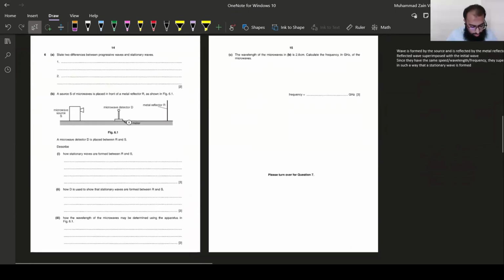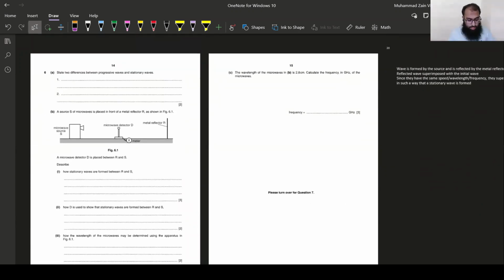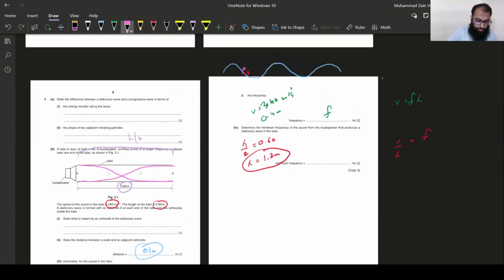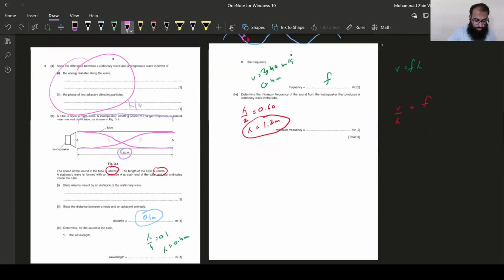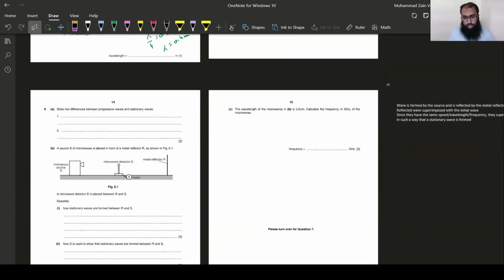Okay, so the next question is: state two differences between a progressive wave and a stationary wave. These two differences are exactly the same differences which they've asked me above. So the thing is that when it comes to stationary waves, they don't transfer any energy. There is no energy transferred along the direction of the wave, whereas in a progressive wave, there is some energy transferred.